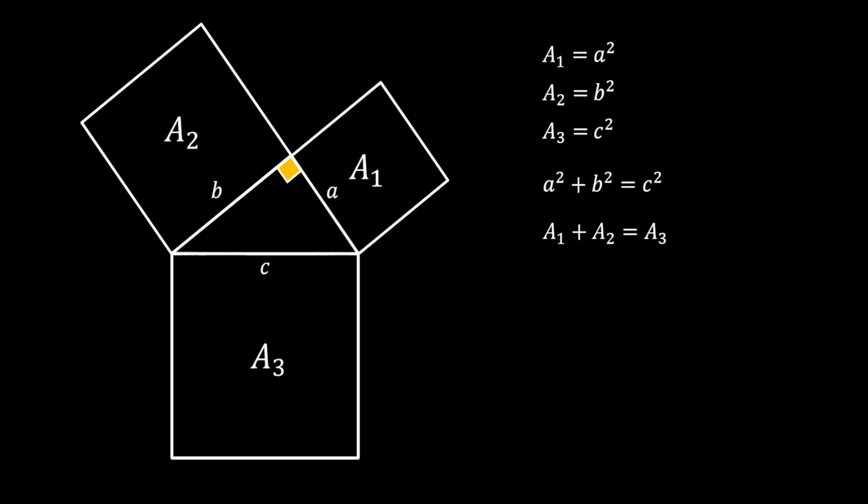Alright, so clearly this works for the squares. But what if those shapes are not squares? Well, let me show you. Let's say that we have the same right-angled triangle and the Pythagorean theorem applies. But this time, instead of the squares, let's erect equilateral triangles.